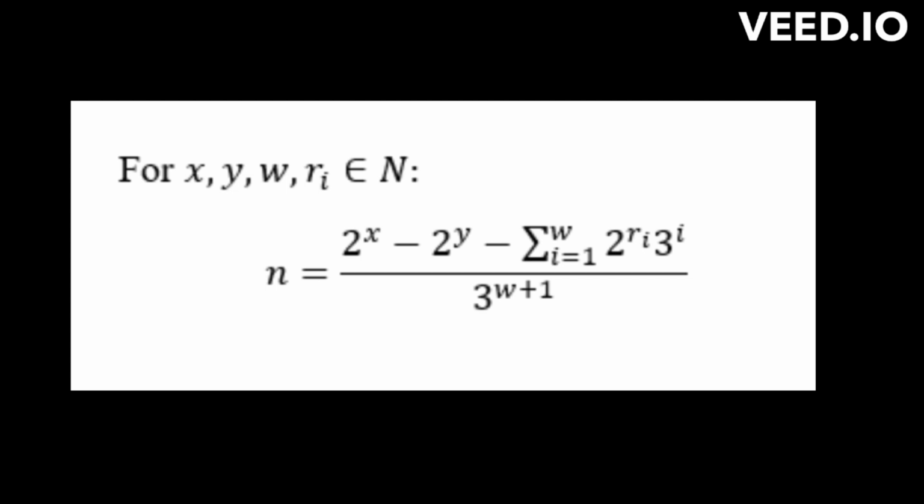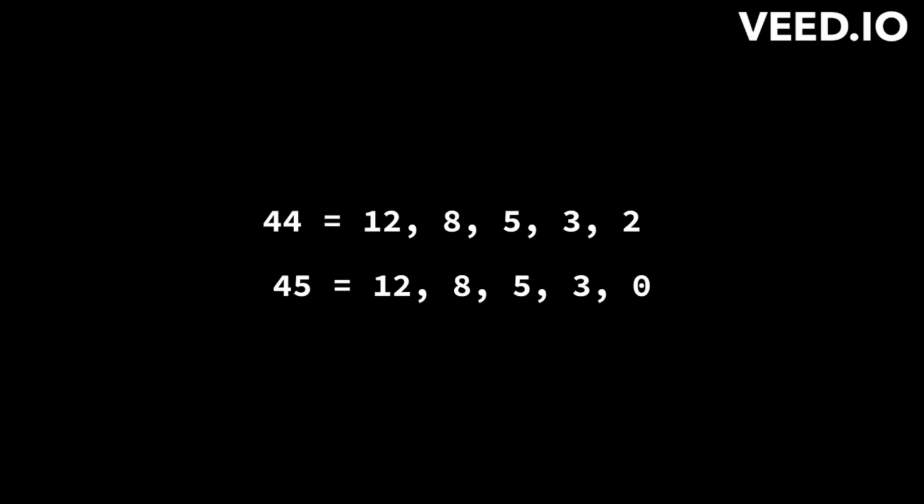We will call x, y, r, and so on the digits of a number in its Collatz representation. For example, the representations for 44 and 45 are given. There are some important points to understand for the representation.